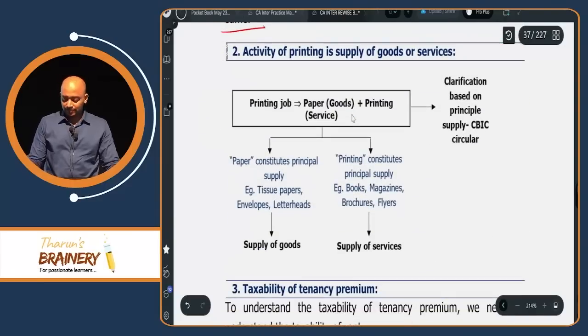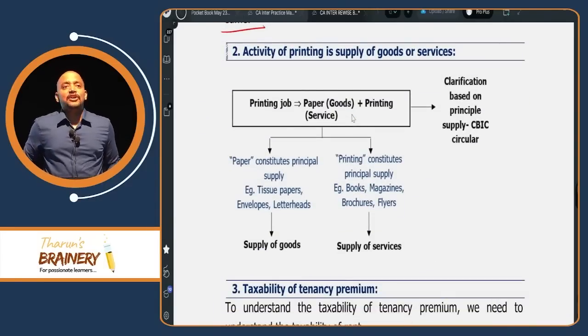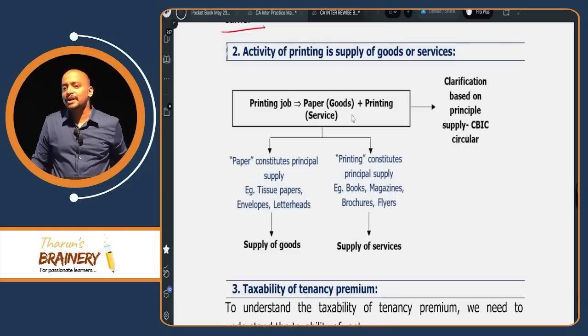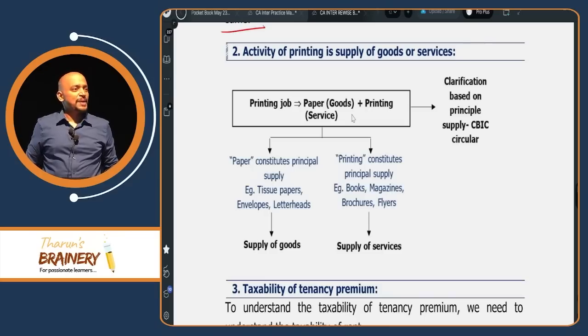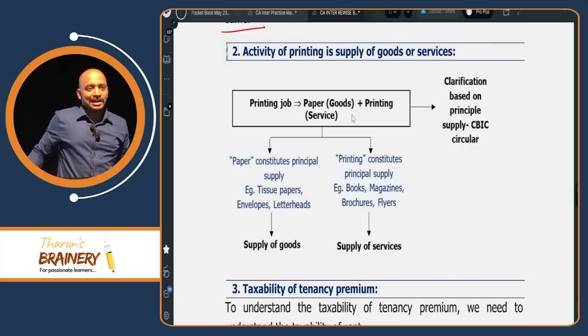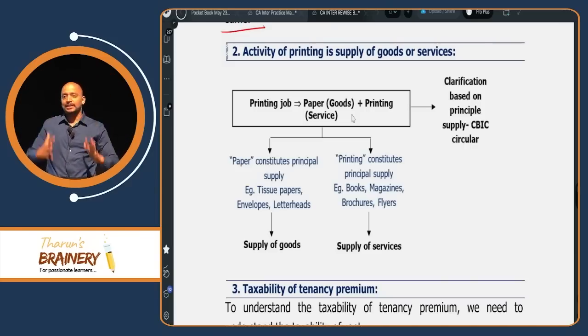Then the second circular, that is activity of printing. Is printing activity a supply of goods or supply of services? For example, you are having one book with you. That book has both goods element and service element. What is the goods element in that book? Paper and ink, correct? What is the service element? Printing and binding. Now, what constitutes principal supply in that? Paper and ink, or printing and binding, which is the predominant element?